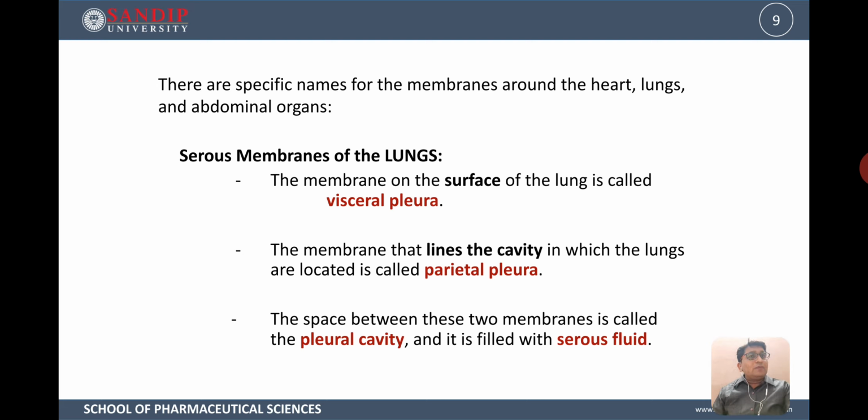So the membrane on the surface of the lung is called visceral. In the last slide we discussed, whenever it is the surface, it is concerned with the visceral, and whenever it is the lining, then parietal. So the membrane that lines the cavity of the lungs is known as the parietal pleura. Then the next definition, the space between these two membranes, the visceral pleura and the parietal pleura, is known as serous fluid.